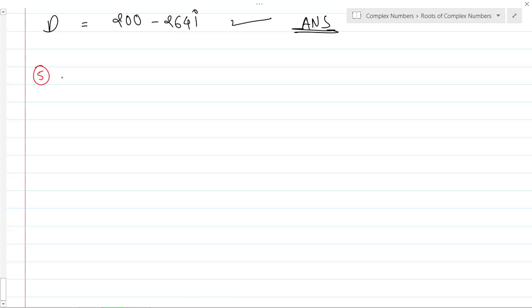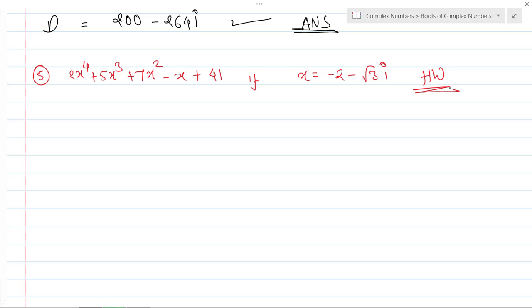Okay, so the last question is 2x to the power 4 plus 5x cube plus 7x square minus x plus 41, if x is equal to minus 2 minus root 3 into i. Take this as homework, just follow the previous question's solution and let's solve this.